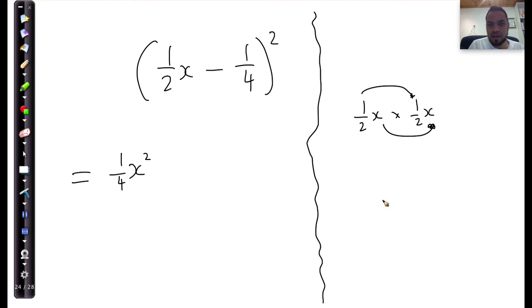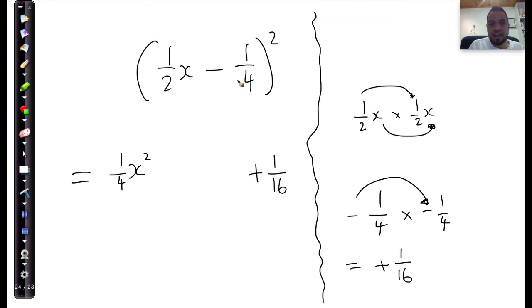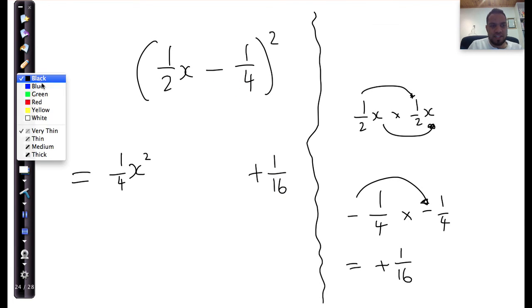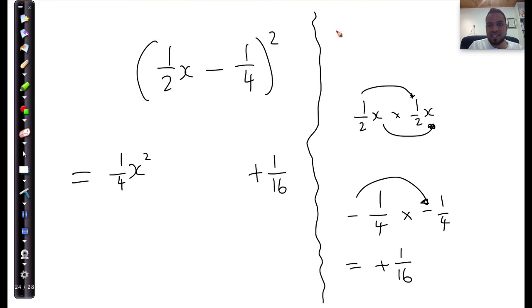Then I have to multiply the last one. Minus a quarter multiplied by minus a quarter. And minus times a minus gives me a positive. And 1 times 1 is 1, and 4 times 4 is 16, because that's how I multiply fractions. So that's going to give me positive 1 over 16. And then I have to just multiply the insides, and I have to double it. So if I multiply the insides, it's going to be minus a quarter multiplied by positive a half x, and that has to give me negative 1 over 8x.